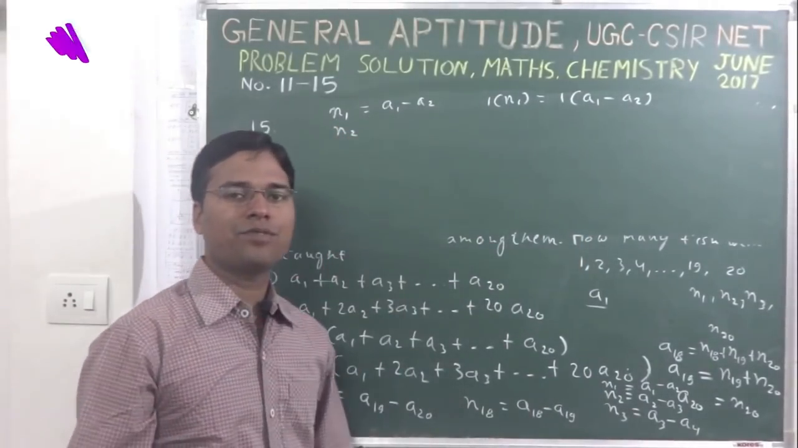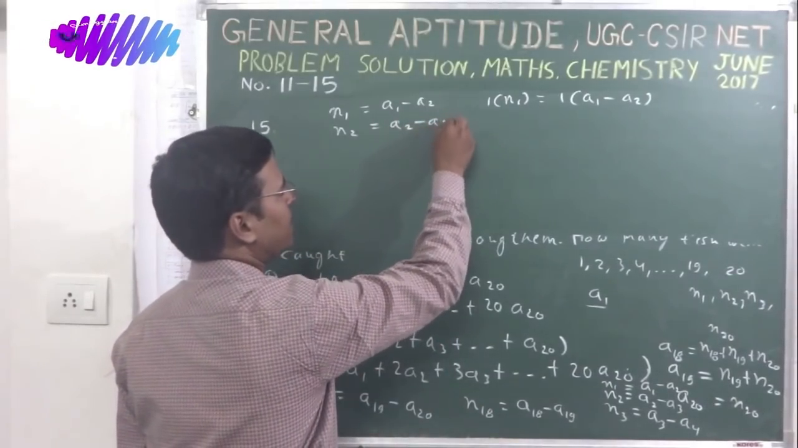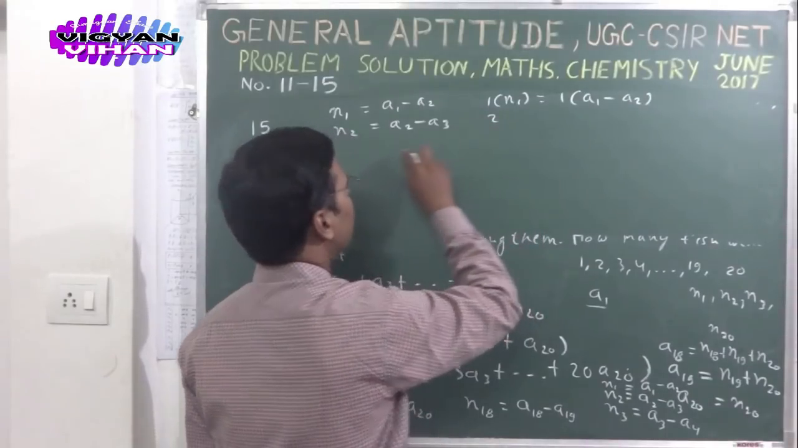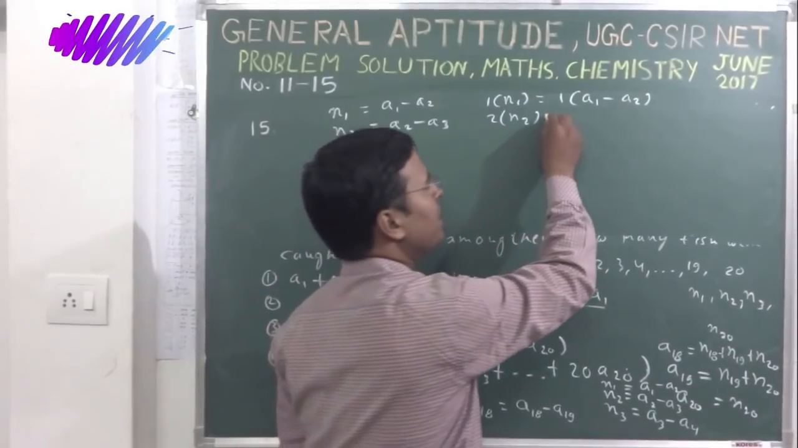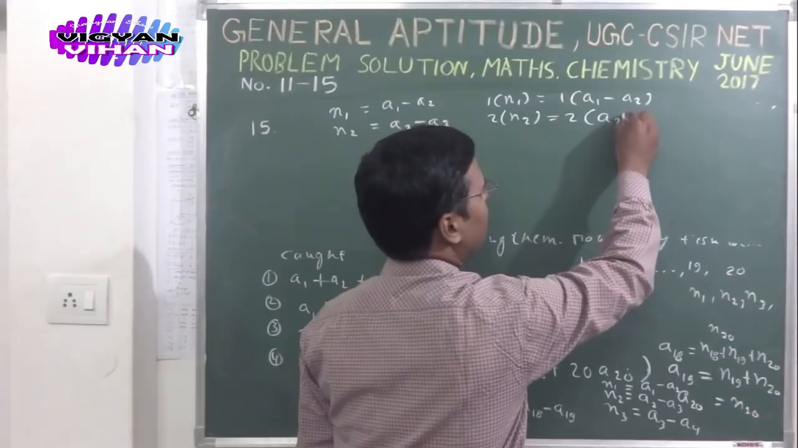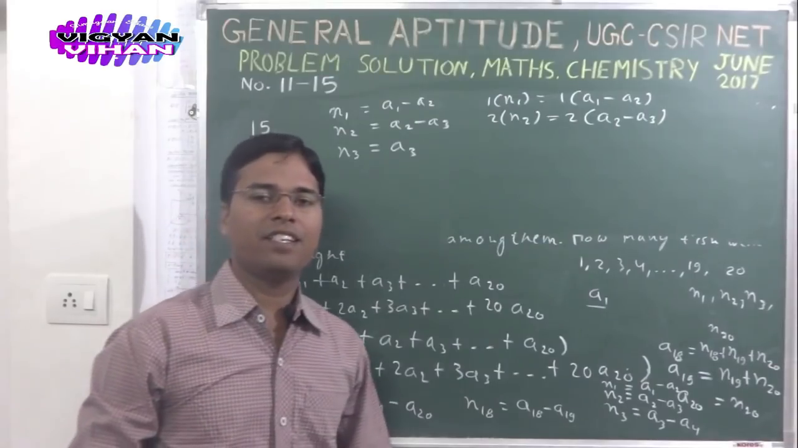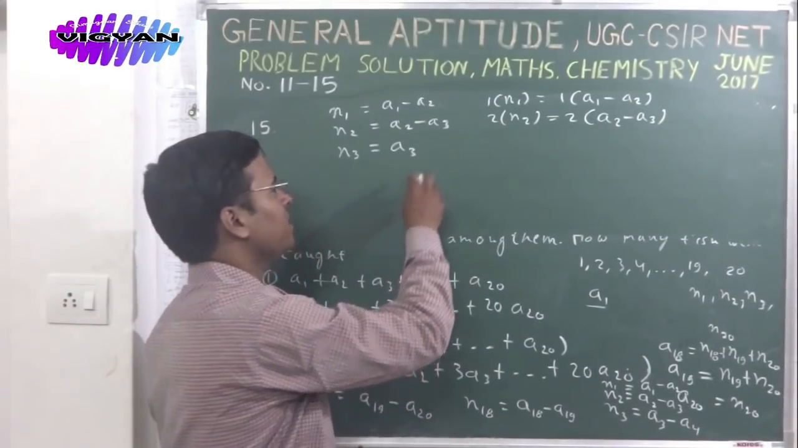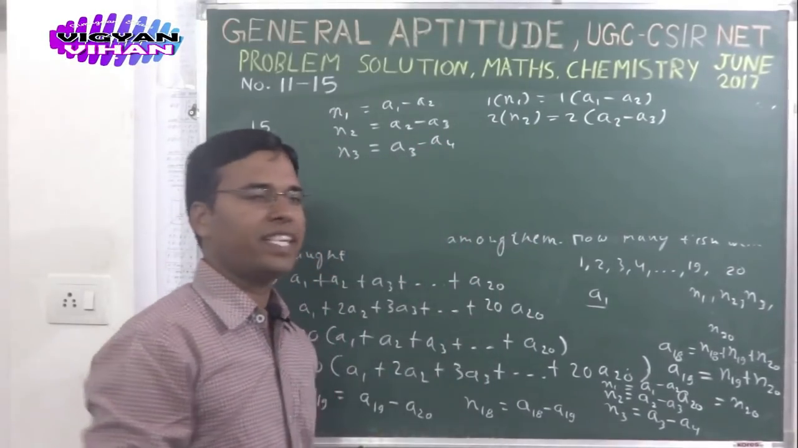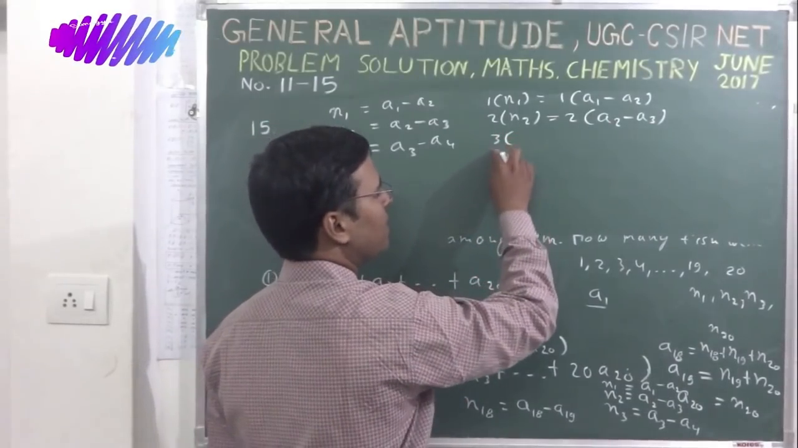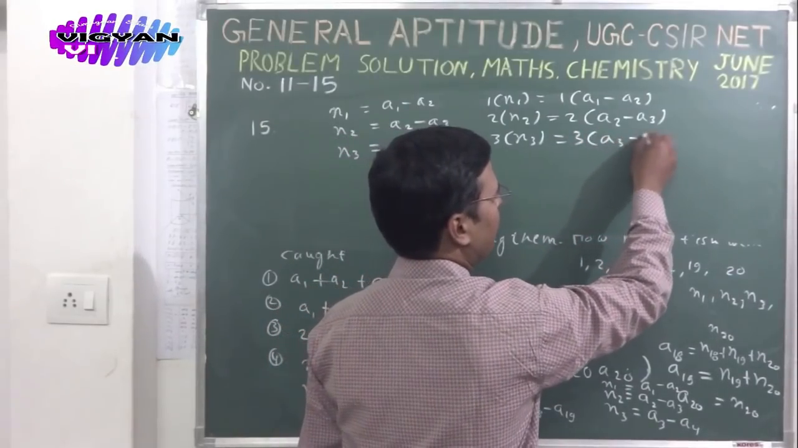N2, the number of fishermen who caught exactly 2 fish each, would be calculated by A2 minus A3. So the number of fishes caught by the N2 fishermen would be calculated by 2 times N2, that is 2 multiplied with A2 minus A3. Similarly, N3, the number of fishermen who caught 3 fish each, will be calculated by A3 minus A4. So the total number of fishes caught by these fishermen will be 3 multiplied with N3, so 3 multiplied with A3 minus A4.